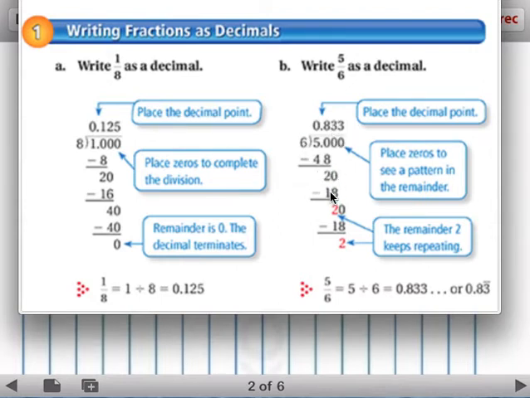3 times 6 is 18. Subtract, I get 2, bring down a 0. 6 goes into 20, 3 times, 3 times 6 is 18. Subtract, I get 2. And if you notice, the remainder keeps on coming down as 2. So this pattern isn't going to stop. This decimal keeps repeating. So we have 5/6 equals 5 divided by 6, or 0.833, or better written as 0.83 with a bar over the 3. And if you look right there, there's a little bar over the 3. This is called bar notation. We're going to put the bar over the part of the decimal that repeats. Okay?